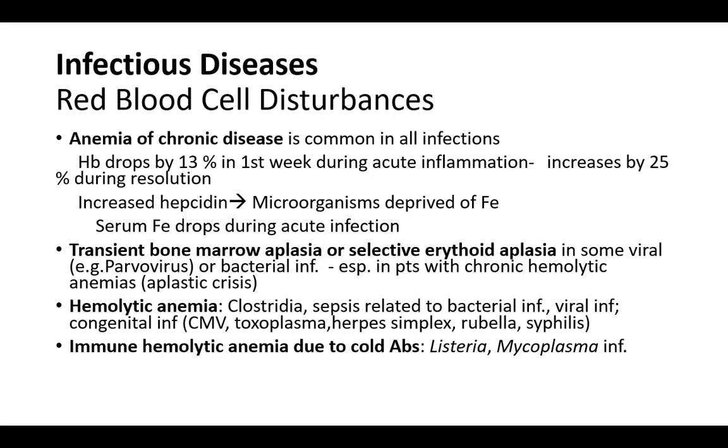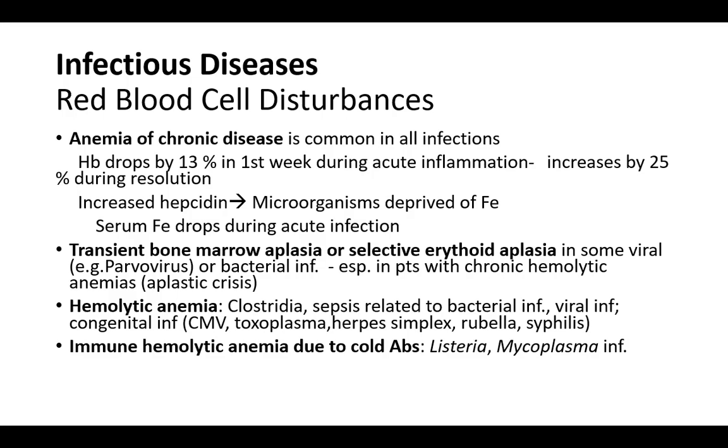You may have transient bone marrow aplasia or selective erythroid aplasia, especially in some viral infections such as parvovirus infections, which may give rise to aplastic crisis in certain hemolytic anemia patients, such as hereditary spherocytosis, for example. Hemolytic anemias can also be seen during certain infections, which I have listed here, such as Clostridia, sepsis related to bacterial infections, certain congenital and viral infections.